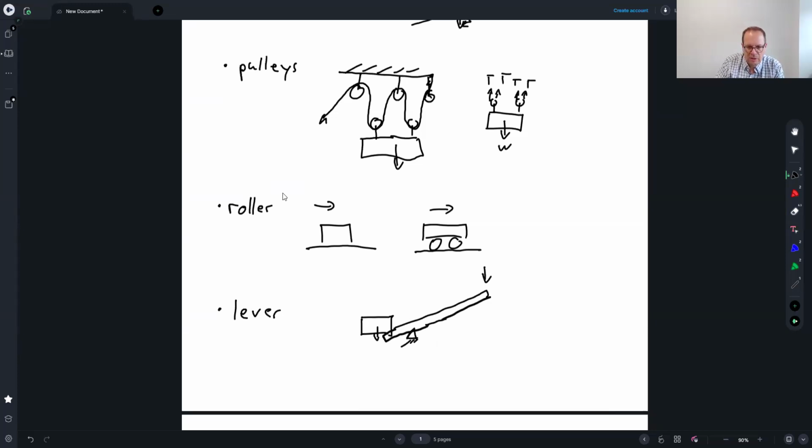You could say, well, I know that this distance and that distance would go into the moment, right? So my weight times that has to be equal to my force pushing down with that. That's bigger. So the force that I need to lift something up is a lot smaller, right? So that's what we use levers for.